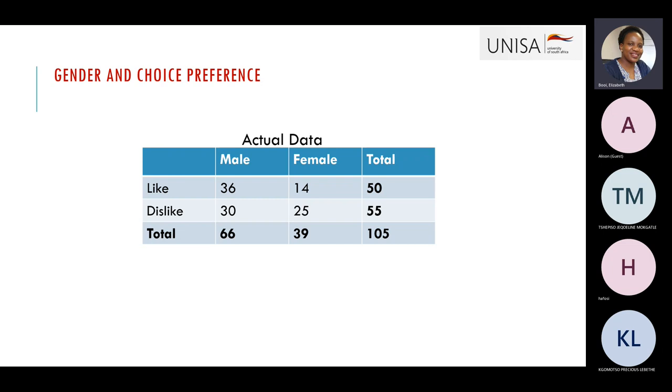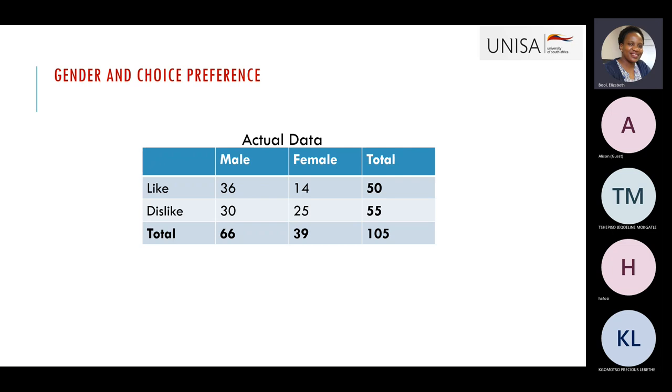So on our rows, we put the question answer, like or dislike, and on our columns, we put male or female. From this data, we can see that there were 66 male, and of those 66 male, 36 liked the TV program, 30 disliked it. There were also 39 females, 14 liked, 25 didn't like it. There were 50 people who liked the TV program, regardless of gender: 36 were male, 14 were female. And 55 disliked the TV program, 30 were male and 25 were female.